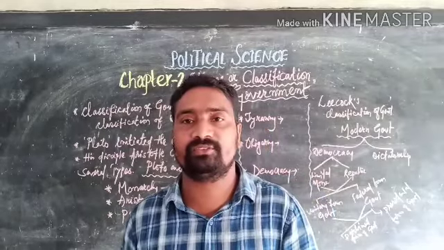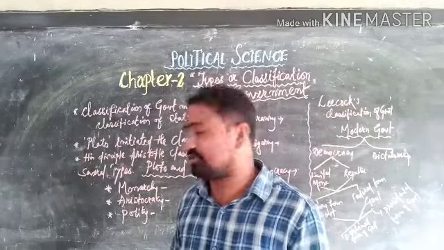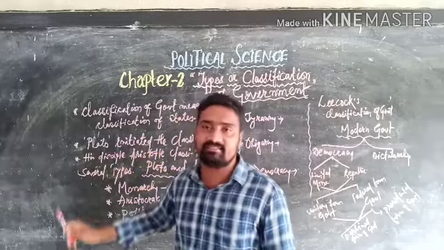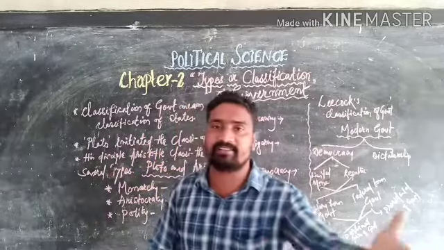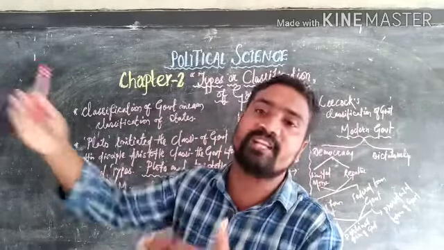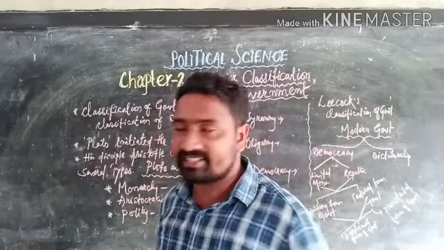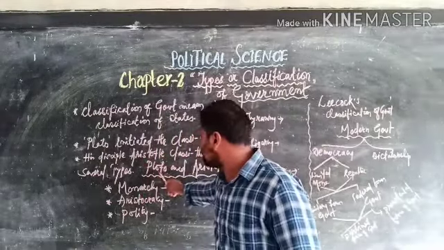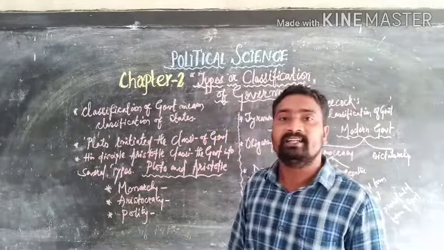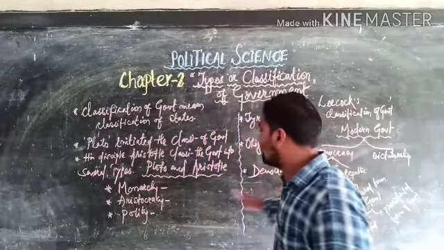on the basis of the number of rulers and the objectives. So Aristotle classified the form of government into several types based on the number of rulers and the objectives, the motive of the rulers. Is it clear? Okay. So let's see. Let's see our Plato and Aristotle divided or classified the form of government into these 6 types.